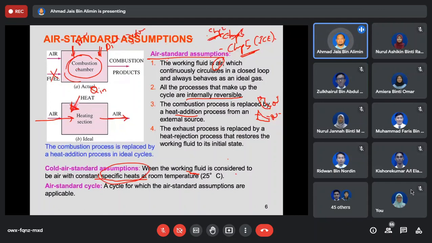So the air standard cycle, following these two definitions, can be defined as a cycle for which the air standard assumptions are applicable. So this is where Otto and diesel are valid based on this assumption.